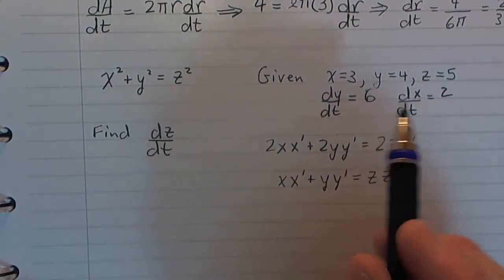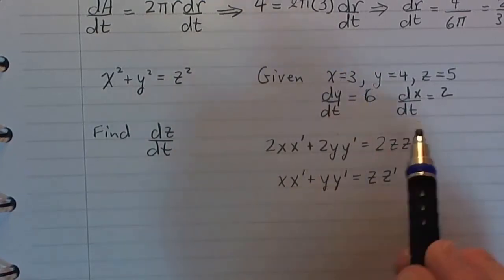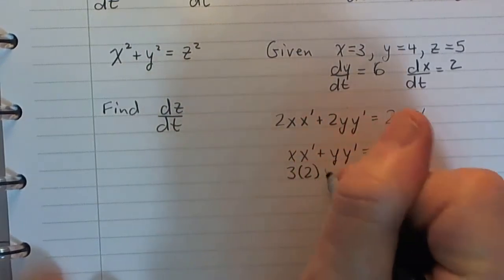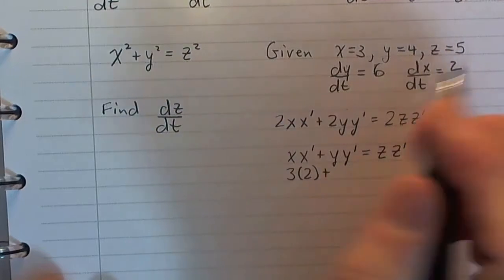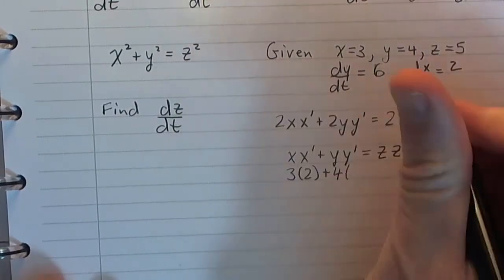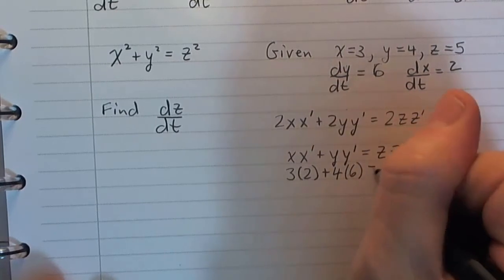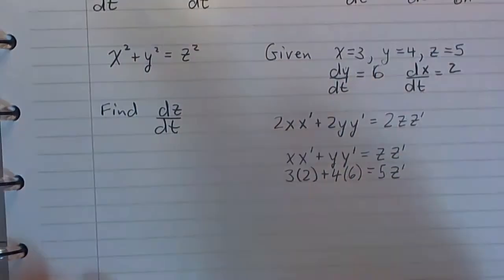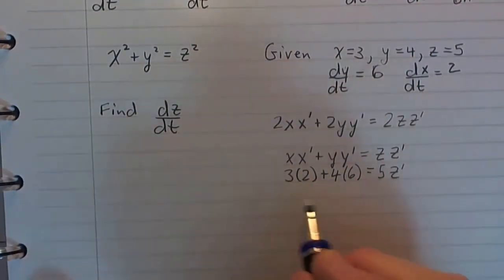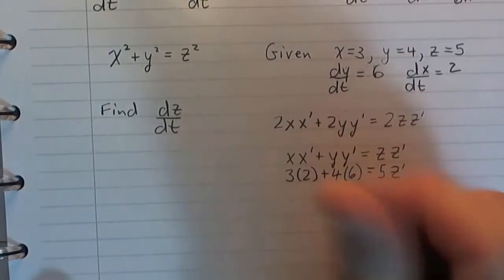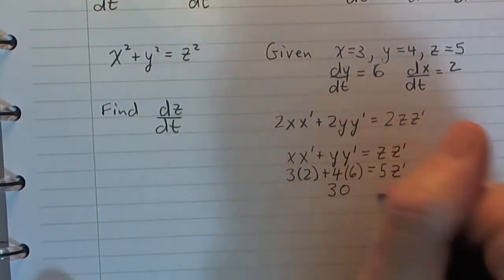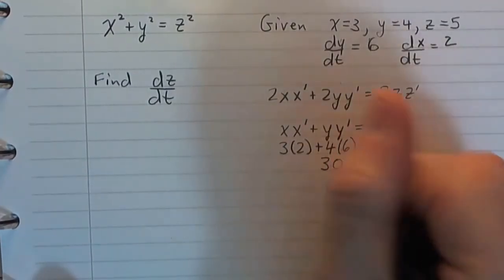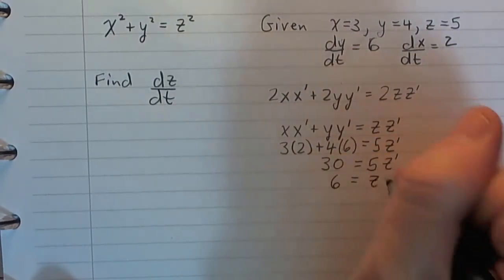And now I can put in my information here. Notice I've got x is 3 and x prime is 2. So this is going to be 3 times 2 plus, let's see here, y is 4 and y prime is 6. z is 5. And all we have left to do is figure out what z prime is. So this is going to be 24 and 6. That's going to be 30 equals 5 z prime. And then we just divide. So 30 divided by 5 is 6. So there we have our z prime.